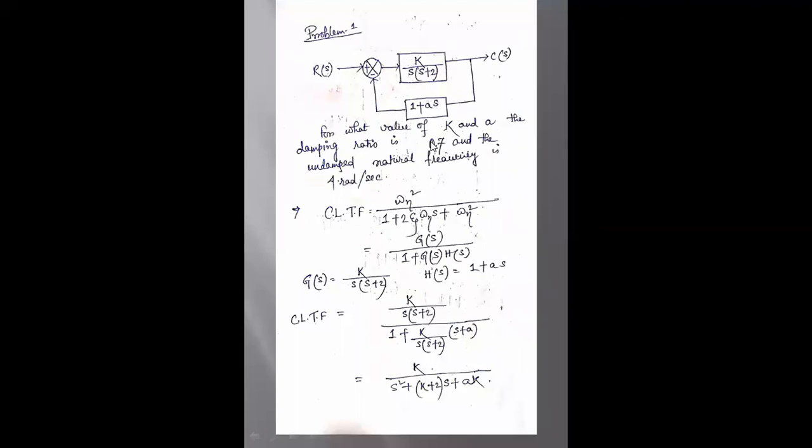It is given that for what values of k and a the damping ratio is 0.7 and the undamped natural frequency is 4 rad per second. This is the closed loop transfer function, omega n square over s square plus 2 zeta omega n s plus omega n square. It is nothing but G(s) over 1 plus G(s)H(s), where G(s) is the open loop transfer function, k by s into s plus 2, and H(s) is given by 1 plus as. Putting those values, we get k by s square plus (k plus 2)s plus ak.